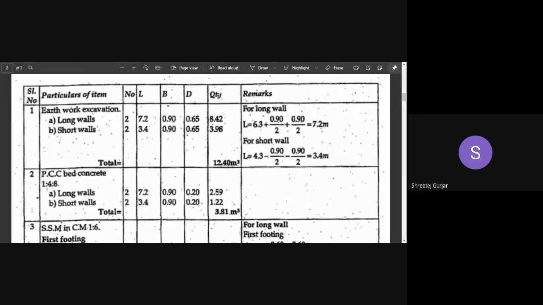Okay, so Manju is saying 4.3 minus 0.9. Yes, correct answer, 4.3 minus 0.9, right? Because it is half minus here, half minus here, which is nothing but the full value minusing your full foundation width. It is nothing but 4.3 minus 0.9. Correct answer. So you are understanding how we are doing long wall, short wall. Very easy. Once you understand the first example, you will clearly understand the next examples, the complicated ones.